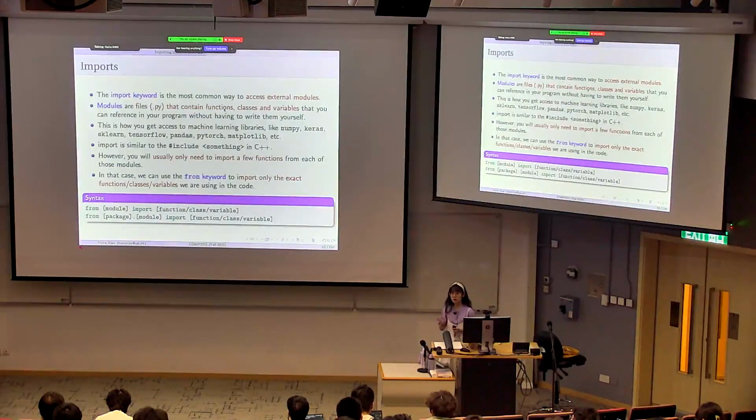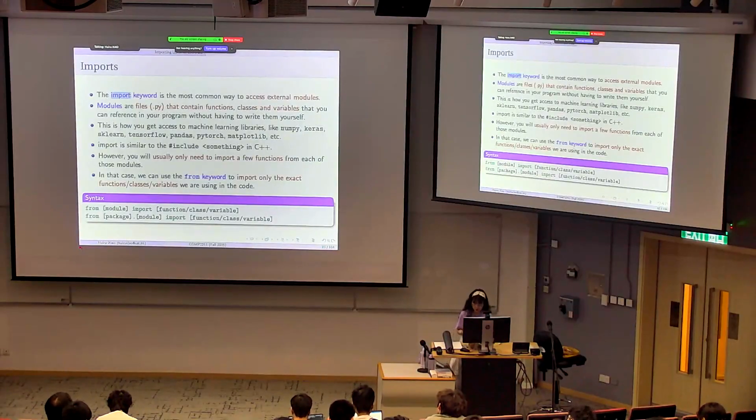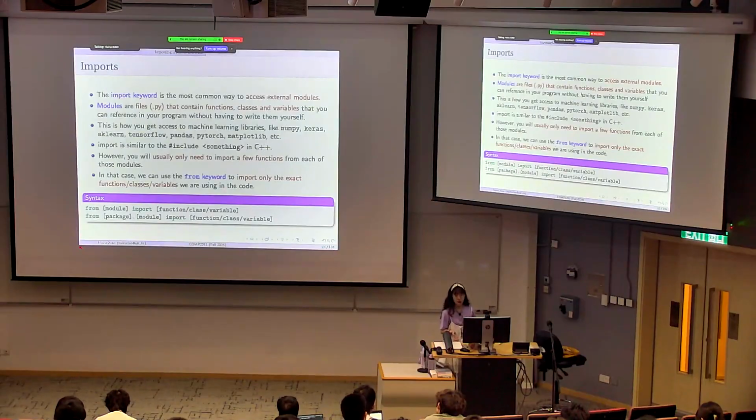And then we can try to import a library or package or modules so that we can directly use this already well-written code. And we will use one keyword, which is called import. So in Python, we directly use import to indicate that now we will import something. It's the most common way to access some external modules. And modules, we already know that they are Python files that contain some functions, classes, and variables so that you can reference them in your program without having to write them yourself, because all the functions are already written by others. You directly use them, it's okay.